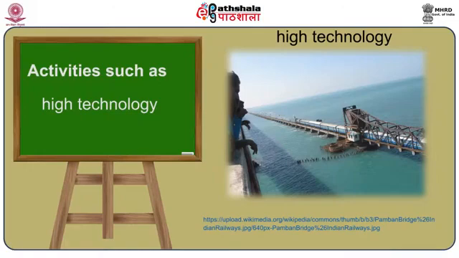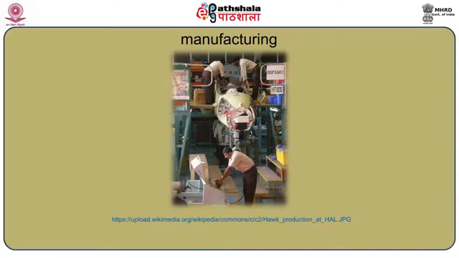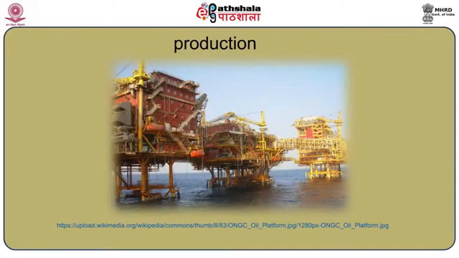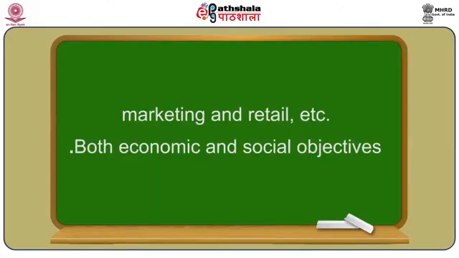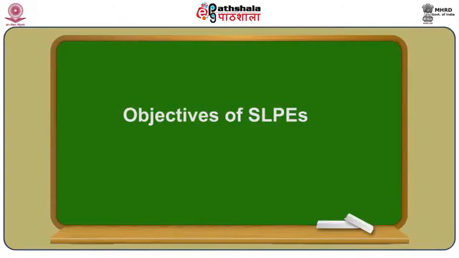At the center, they are called central public enterprises, and these enterprises cover a vast array of activities such as high technology, manufacturing, production, defense, aerospace, marketing, financial services, insurance, and retail sectors. At the state, they are called state-level public enterprises, important instruments set up for the development of infrastructure in the states for the supply of goods and services and other utility requirements of the state. There are both economic and social objectives behind the establishment of these SLPEs.